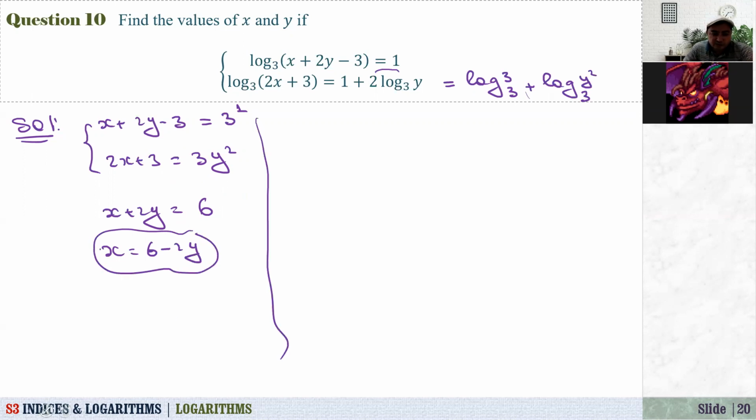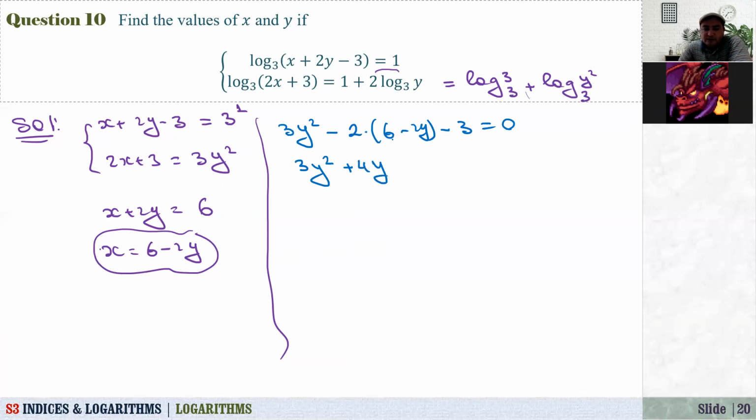Now let's substitute this into the second equation. Then here we have 3y squared minus 2 times x. What is x? 6 minus 2y, using just the substitution method. And also 3, take to the right-hand side, it is minus 3 is equal to 0. Again, we have a quadratic equation. If you simplify and bring it into standard form, 3y squared, negative 2 times negative 2 is positive 4y. And negative 2 times 6 is negative 12, minus 3, it is negative 15. So that's equal to 0.